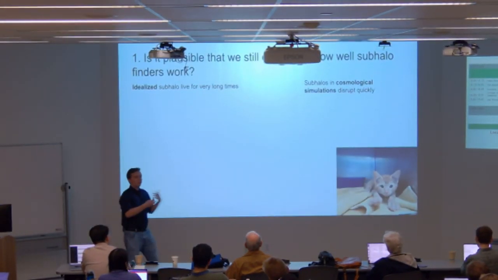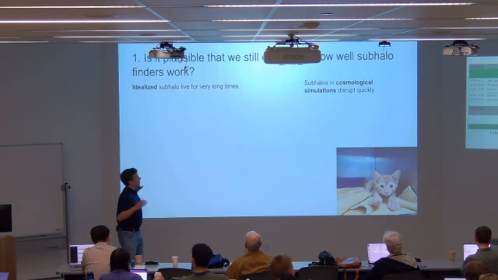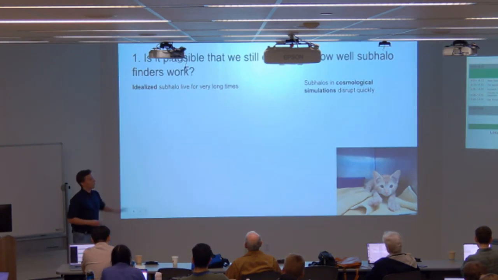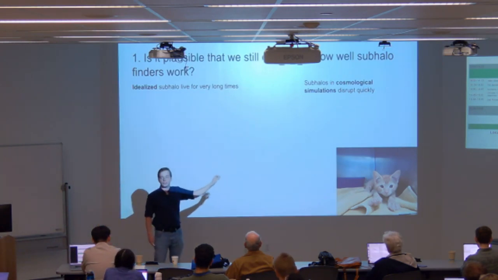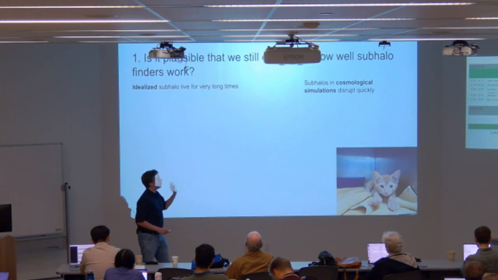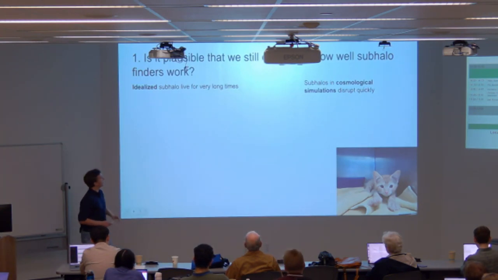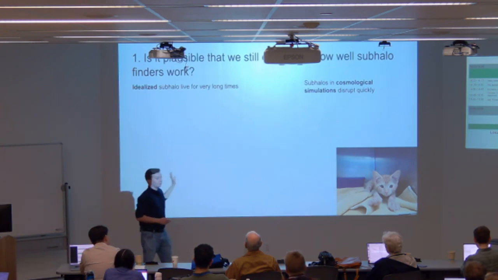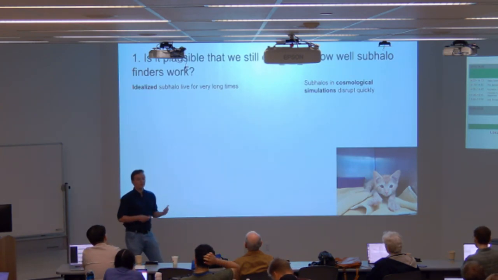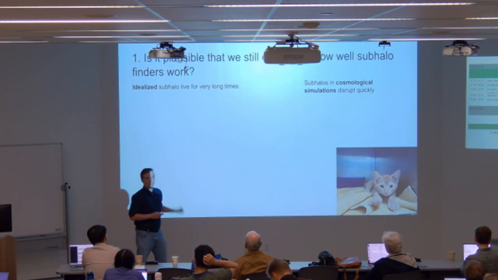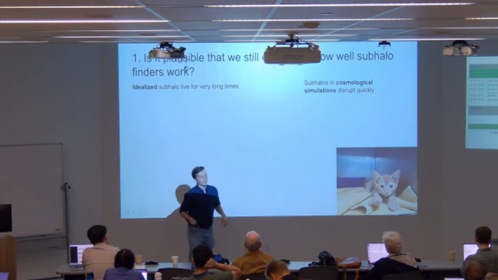I think the crux of this controversy, you can argue for in many ways. This is what I think is the most compelling. If you look at cosmological simulations, subhalos appear to be very fragile. And if you look at idealized simulations, like Barry was showing us yesterday, they appear to be very durable. In fact, many people have argued that they're essentially indestructible in idealized simulations, but I think that's probably not true.